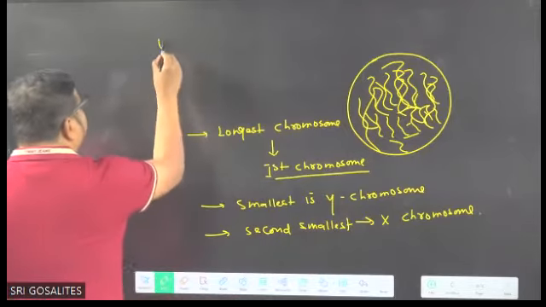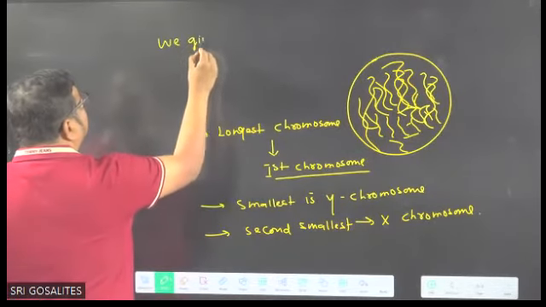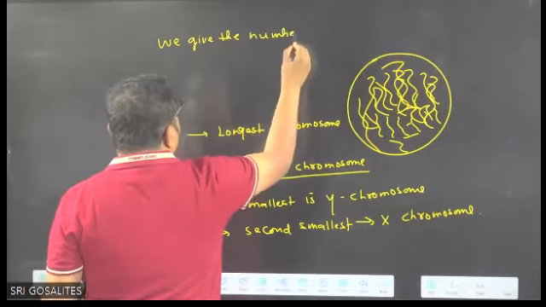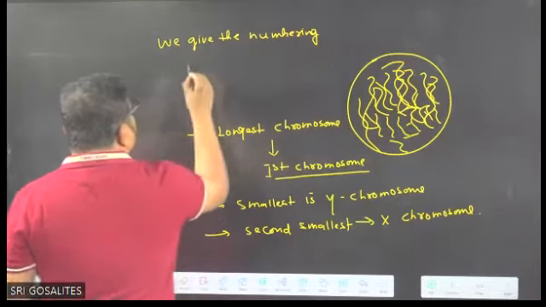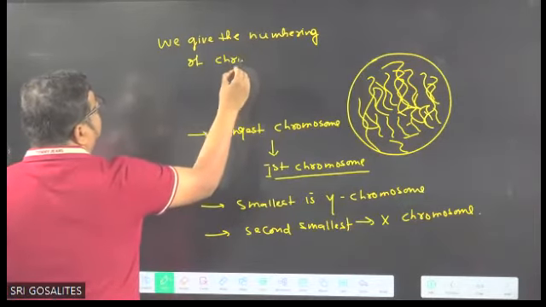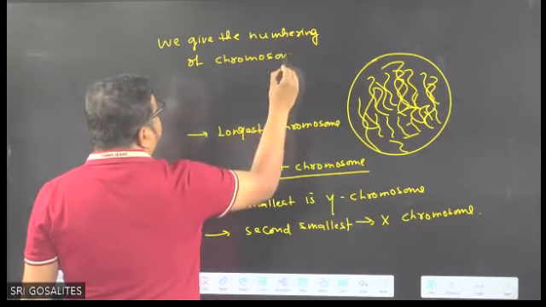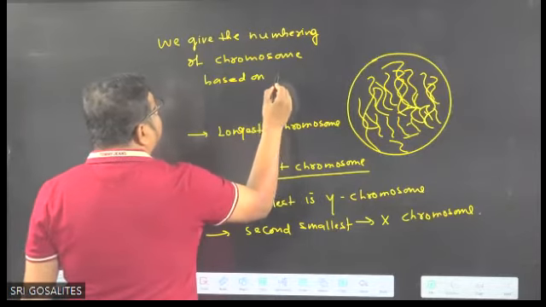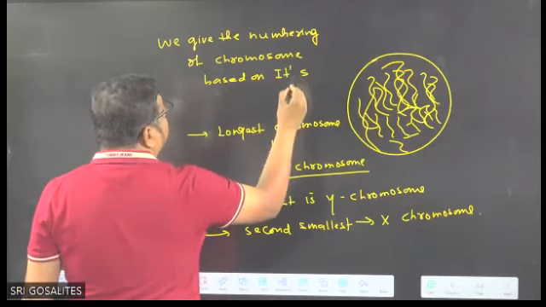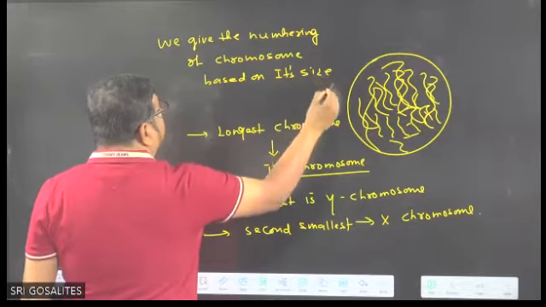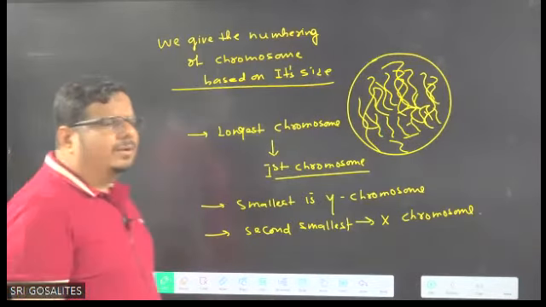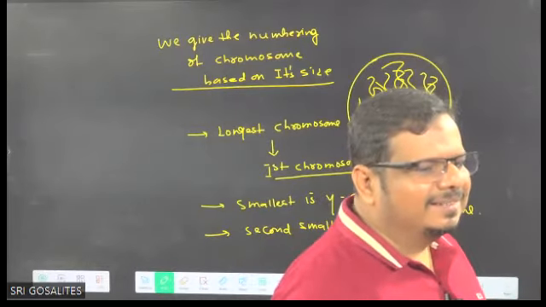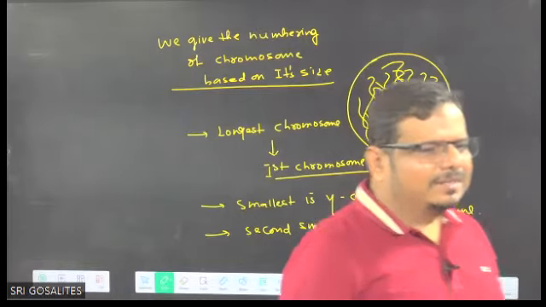So we give the numbering of chromosomes based on their size. Did you get the idea how to give the numbering of the chromosomes? How to know who is first, who is second, who is third? Clear? Yeah, very good.